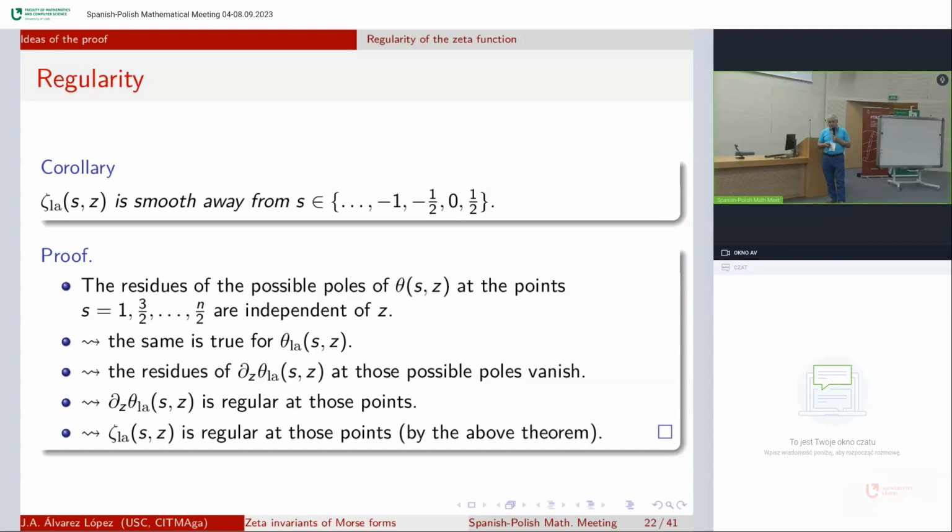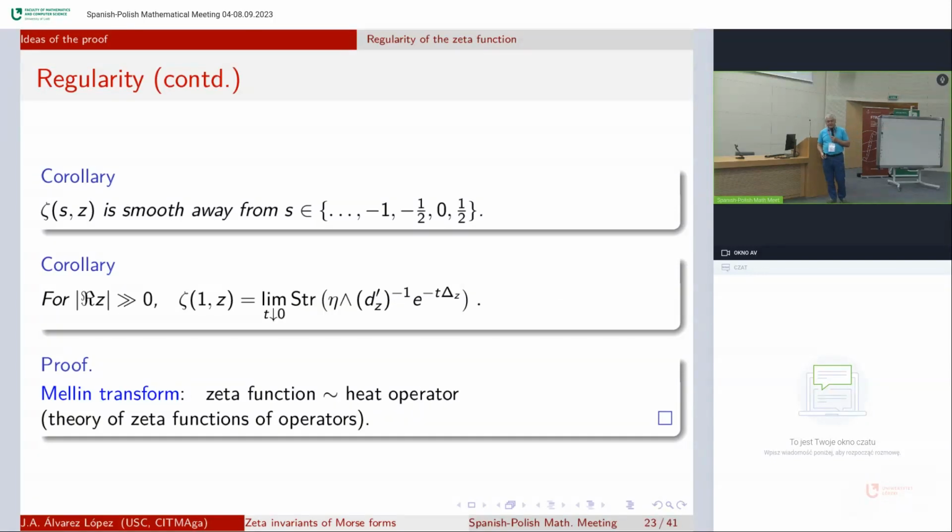And then this derivative is regular at those points. And so the large theta function is regular at those points by the above theorem, by the above expression relating both functions. Then the theta function is smooth away from those values of integers and half integers less or equal than 1/2.